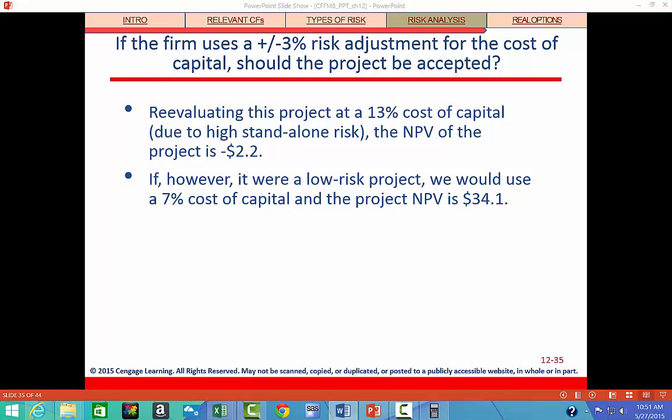Since the project is, in this case, judged to be above average risk, its risk adjusted or project weighted average cost of capital would be 13%. So we take the 10% plus 3%. At 13%, its NPV would be negative $2,226, so it would not be acceptable. Now, if this were a low-risk project, which it's not, its cost of capital would be 7%, and its NPV would turn out to be $34,117. And this would be profitable based on, well, on a risk-adjusted basis.